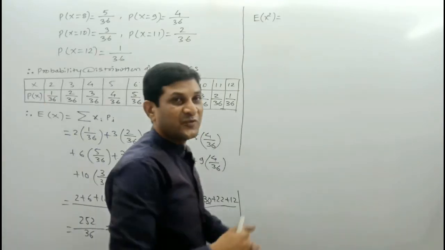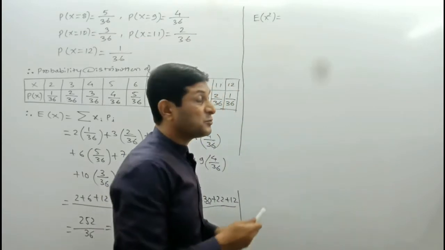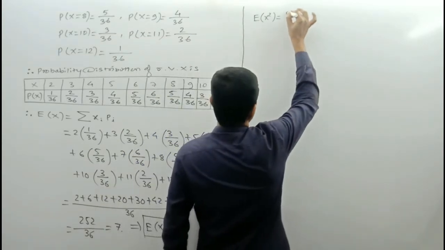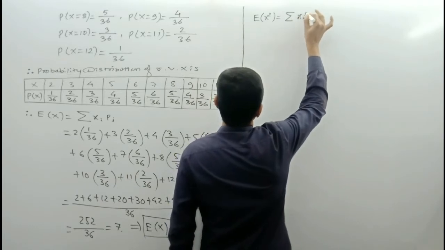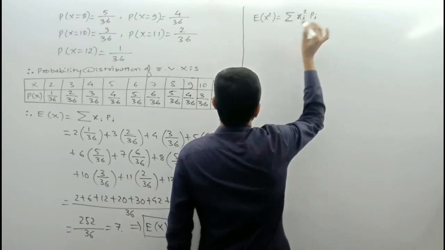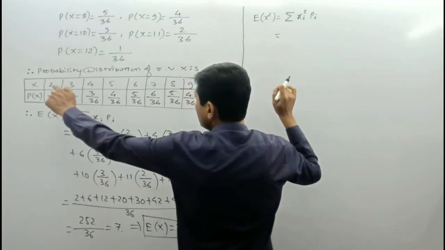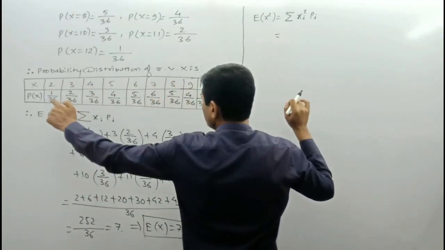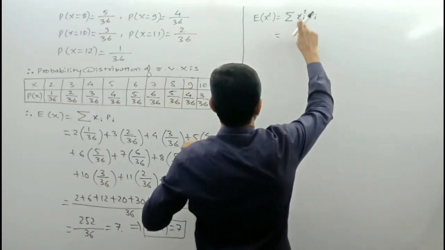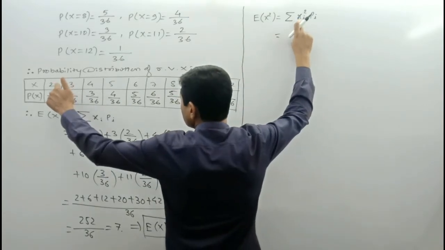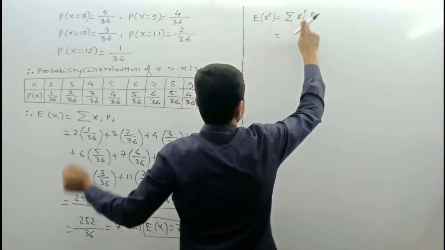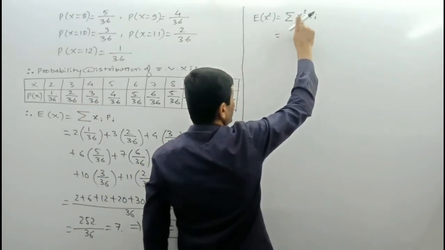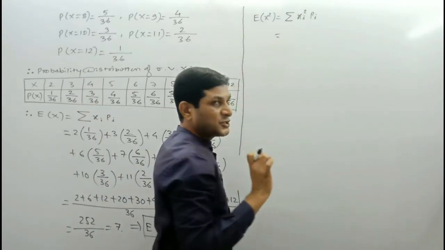Now let us try to find out E of X square. And what is the formula to find out E of X square? Its value is equal to summation xi square into pi. So the value of random variable X is also known to us, and this probability is also known to us. So we have to take the square of X and multiply it by its probability, and summation means take the sum of the product of the square of the value of the random variable and its probability.